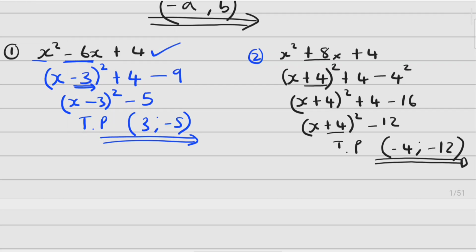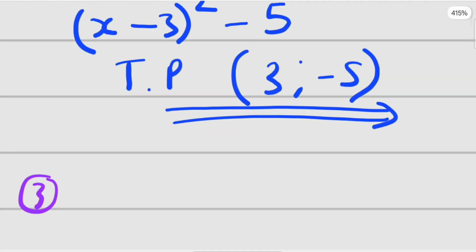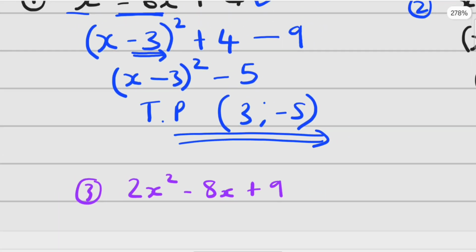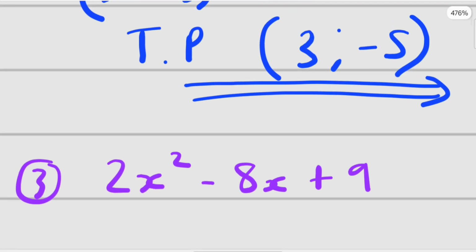Let's do one with 2x squared minus 8x plus 9, for example, right? So remember what we were doing for the previous 2 examples. We were first making sure that the coefficient of x squared was 1. So it's the exact same thing that we're going to do with this one.